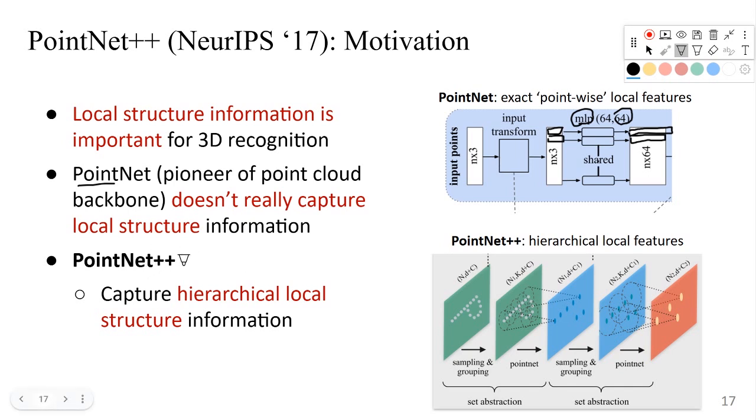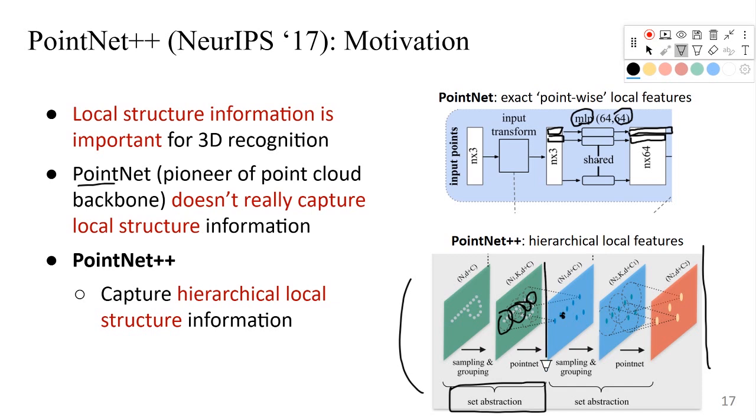PointNet++ tries to address this by capturing hierarchical local structure information, as we can see in this figure. To extract a single point feature, PointNet++ considers the neighbors, as we can see here, the unit ball. And then instead of only capturing a single hierarchy, they call these set abstractions. We capture several hierarchies here. Later we will have three set abstractions that capture different hierarchies. Yeah, so this is the motivation of this work.